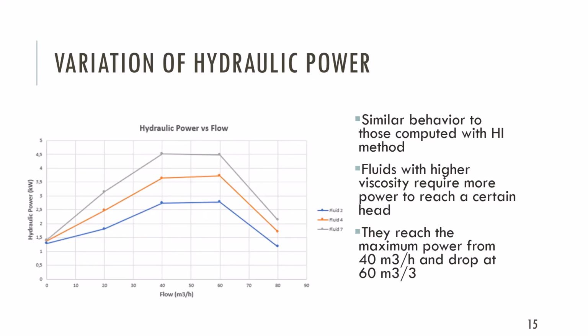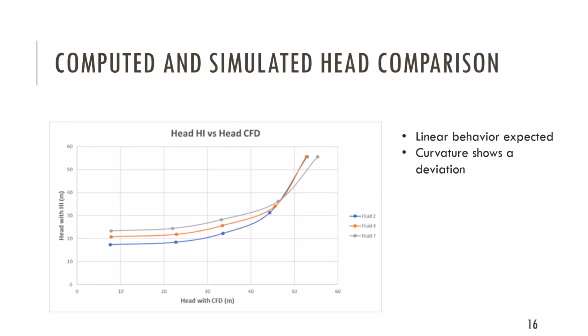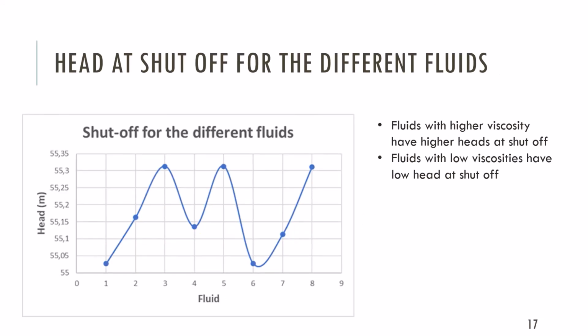The hydraulic power computed in the simulations has a similar behavior to the one computed with the HI method. Curvature means a deviation. This difference comes from the models used. CFD uses more accurate models, while HI is a numerical approximation. Higher viscosity means more power needed to reach a higher head. Then, fluids with higher viscosity have higher heads at shutoff, and fluids with low viscosities have a low head at shutoff.